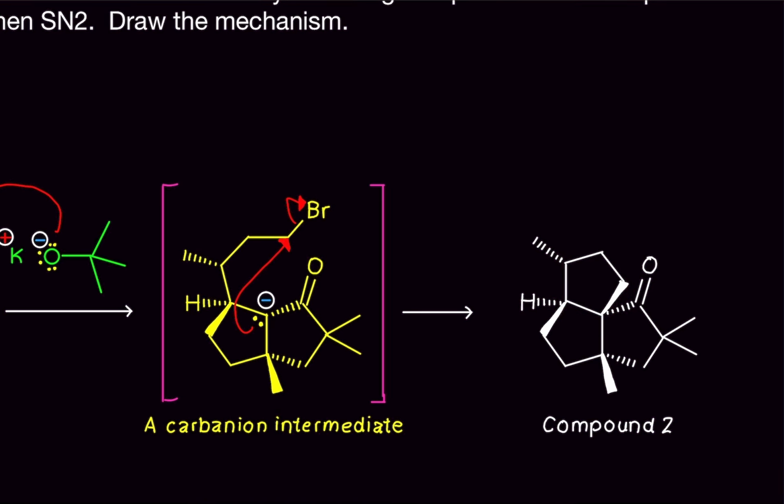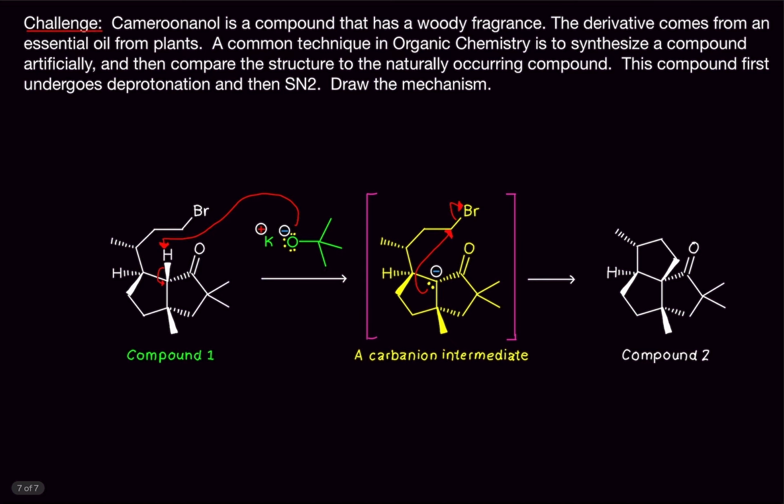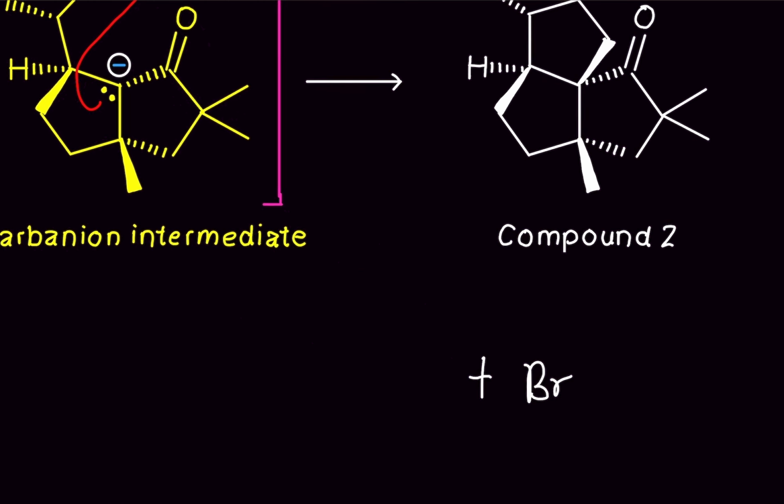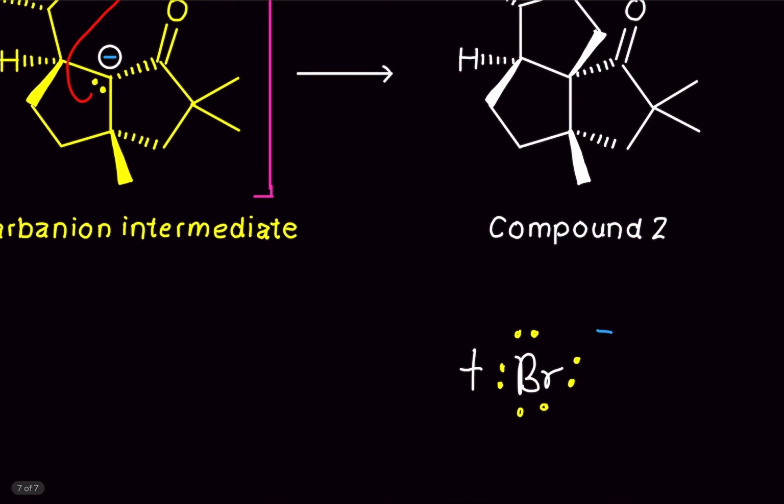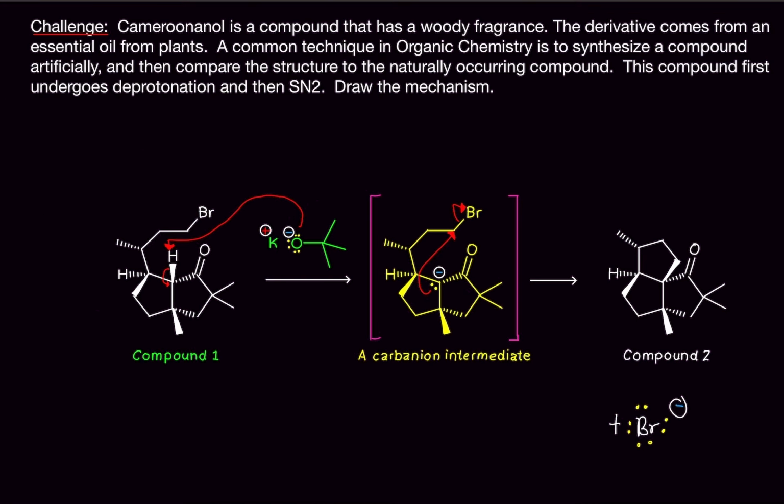It closes the ring. So now we just kicked out the bromine and we can add it on to the side. We kicked it out, and then we add the negative charge. And there we go. We now have the final compound, compound 2, right there. That is the challenge problem. See, it's not too bad, right?